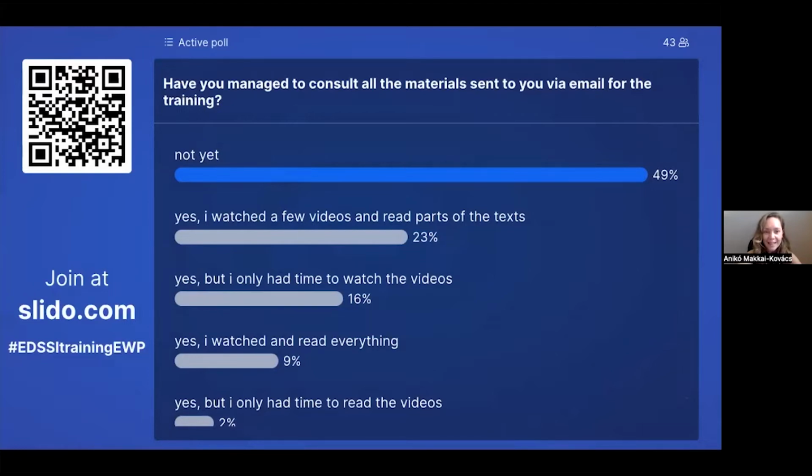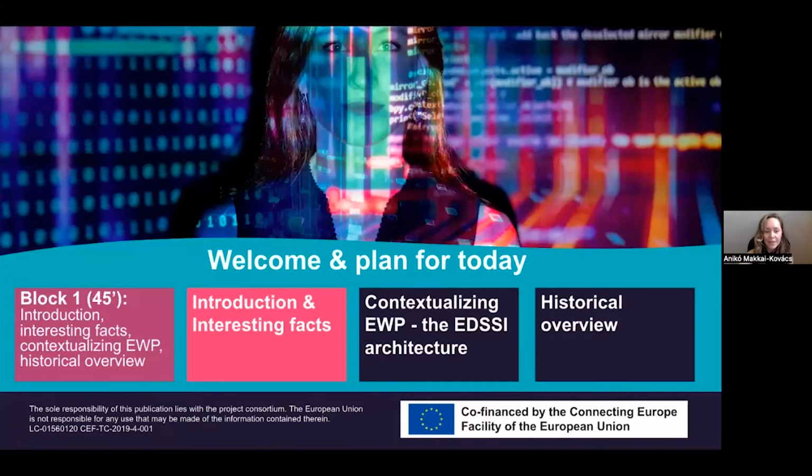Okay, I see that. So if I read the chart correctly, about half of the participants actually managed to go through partially, like watch a few videos or part of the videos, and actually the 9% who watched and read everything, I mean, that is excellent. So congratulations on that one. So now we are going to roll already to the next session. This was basically just a warm-up to a short introduction about the Erasmus Plus program itself and some interesting facts.